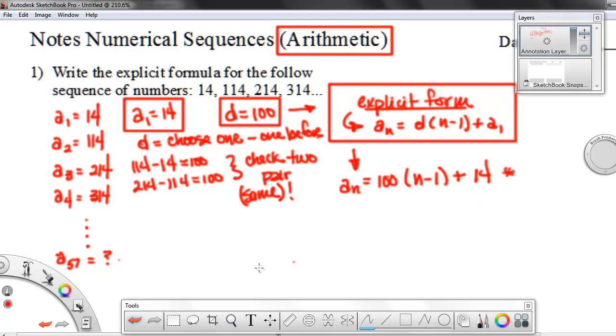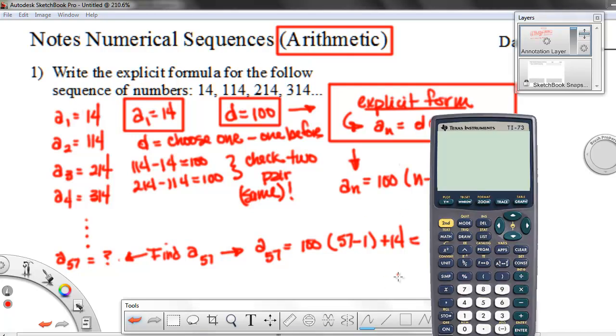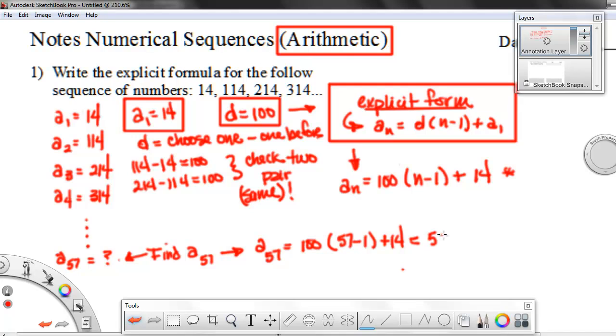Now the next thing we have to do is find A of 57. So here we go. A of 57 equals 100 times 57 minus 1. Now remember, that's all in parentheses, plus 14. And you just simply plug that in your calculator. And you can see where I've already done it. I put it in just like it is in the sequence, and I get 5,614.